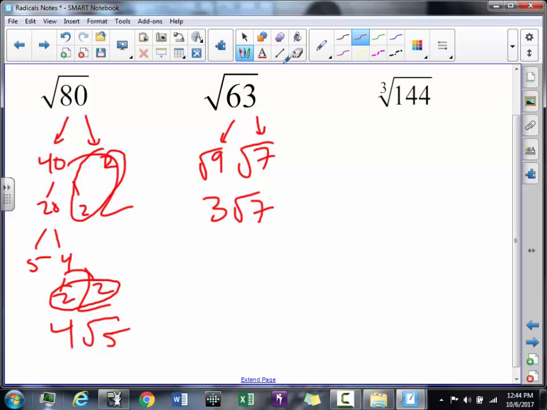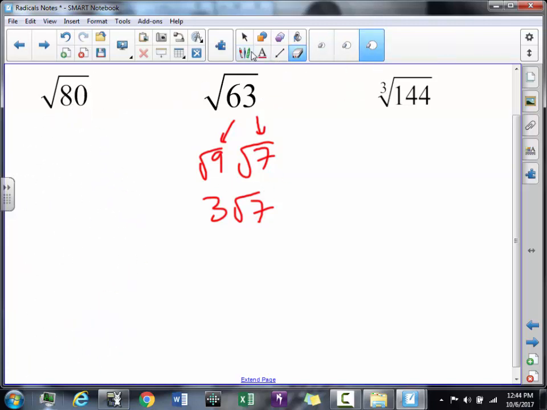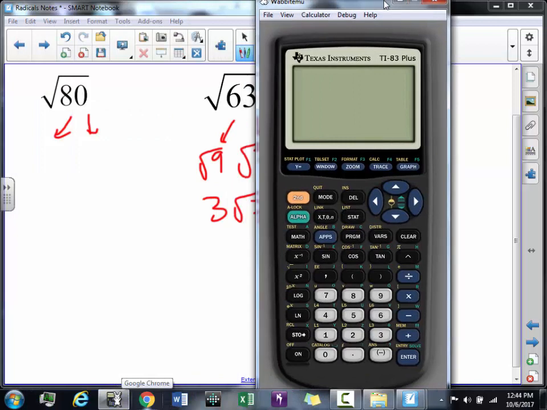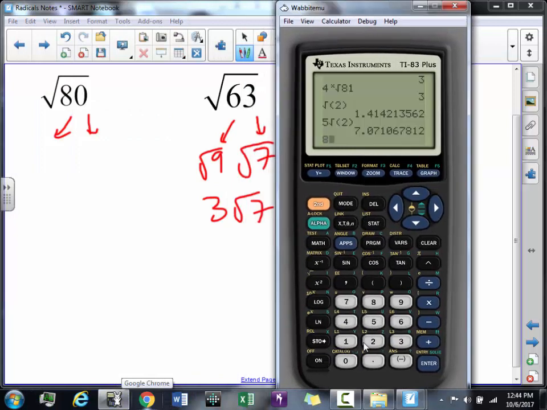Can I redo the first one then a little bit faster? Here's what I might do for the 80. I might take 80 and I'm going to look for perfect square numbers that go into 80. So I'm going to try this. I'm going to take 80 and divide it by 4. Okay, it divides by 4. I'm going to keep going though.